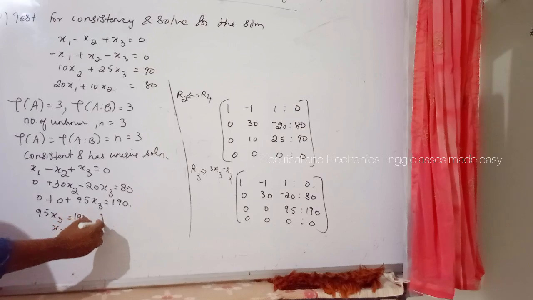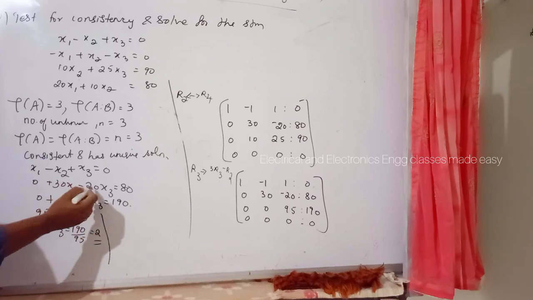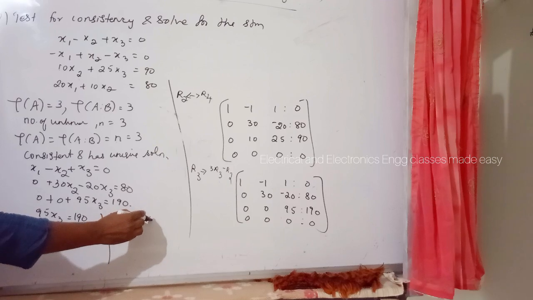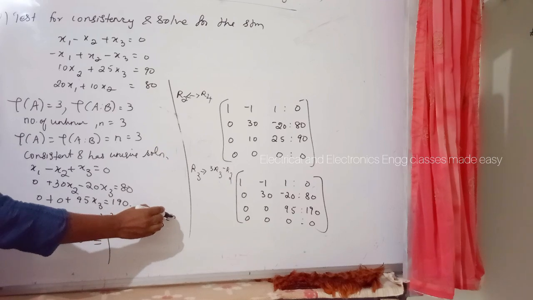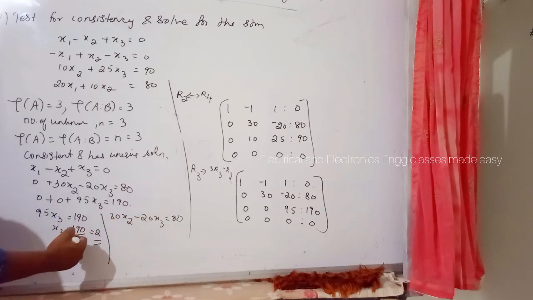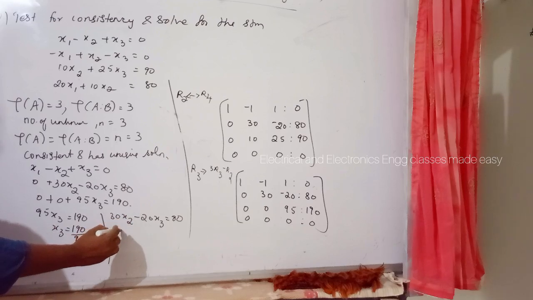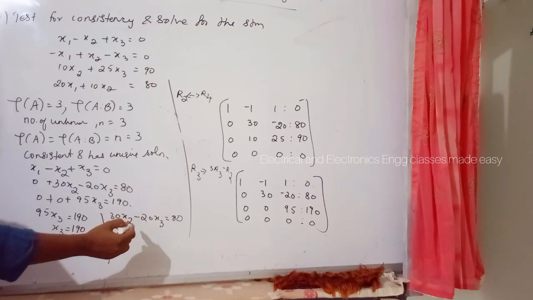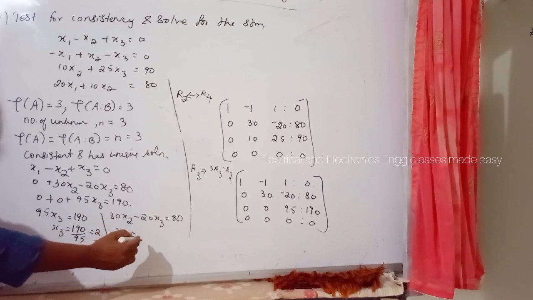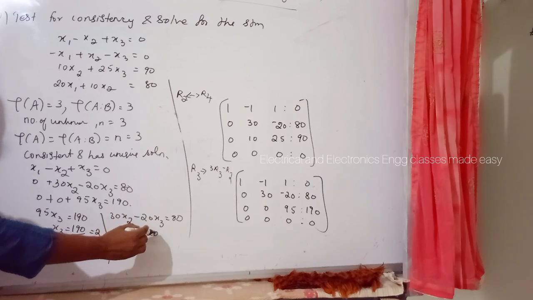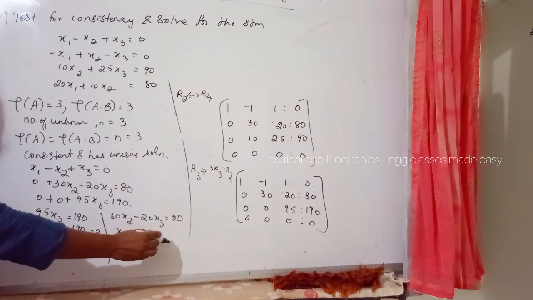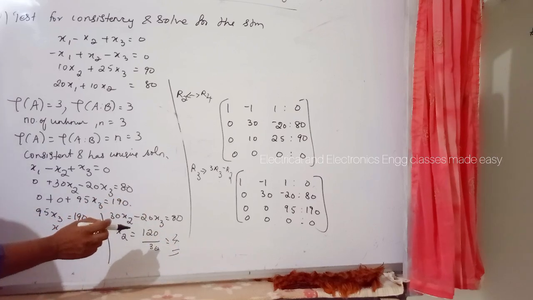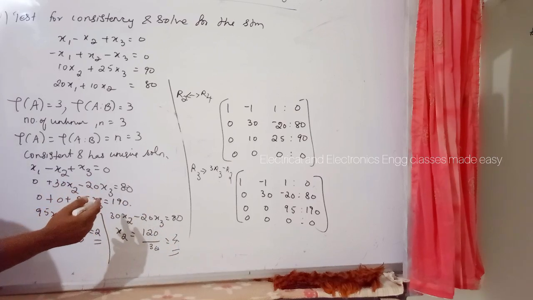So x3 is 2. Then the second row: 30x2 minus 20x3 is equal to 80. Put the value of x3 here, then we will get x2 is equal to 80 plus 40, that is 120 divided by 30, and that is equal to 4. So x2 is equal to 4 here.